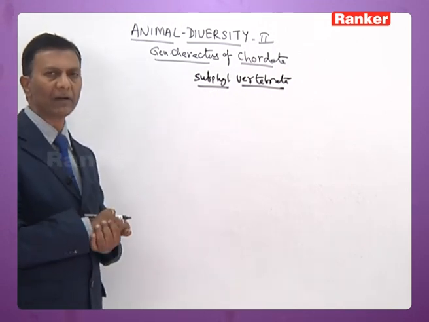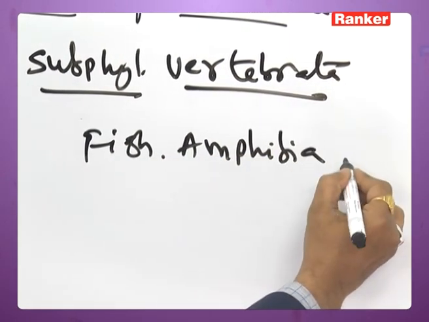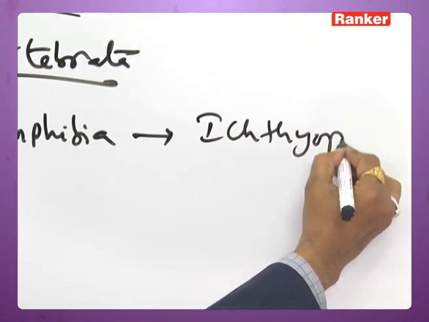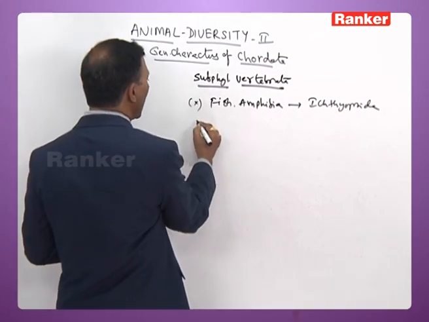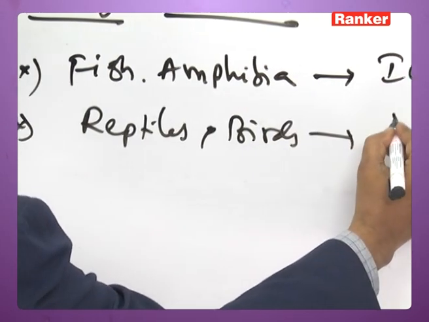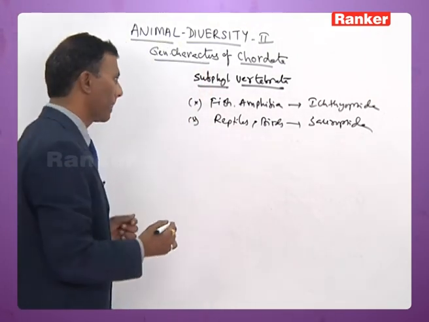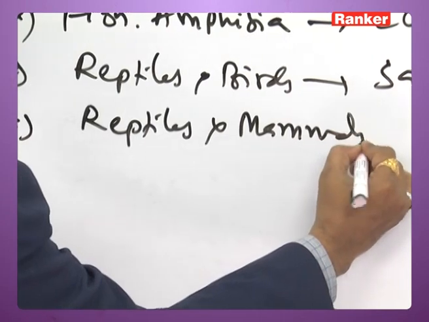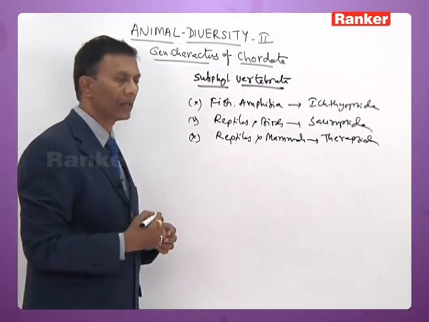And some more important characteristics of vertebrates now. Fish and amphibia are put together and called Ichthyopsida because of their aquatic habitat. Reptiles and birds are put together and called Sauropsida because of their terrestrial habitat. Reptiles and mammals are collectively called Theropsida.